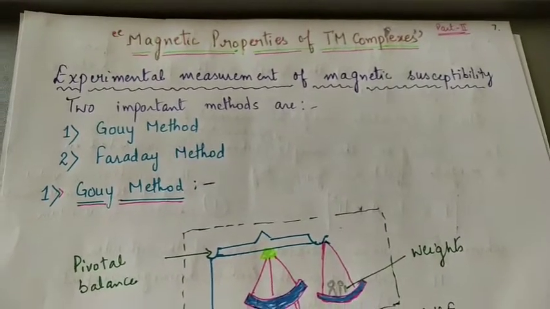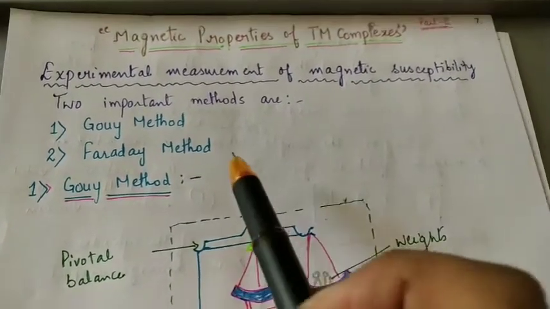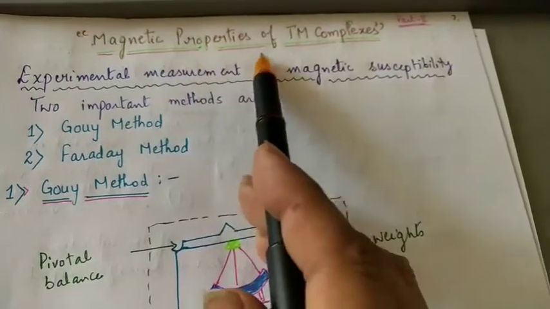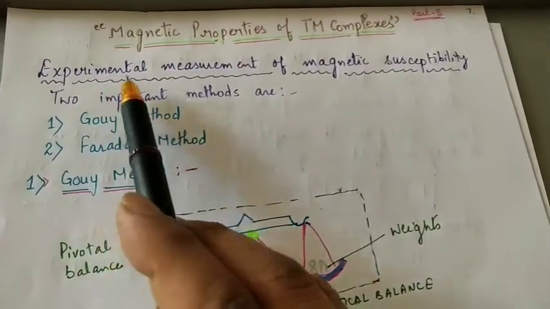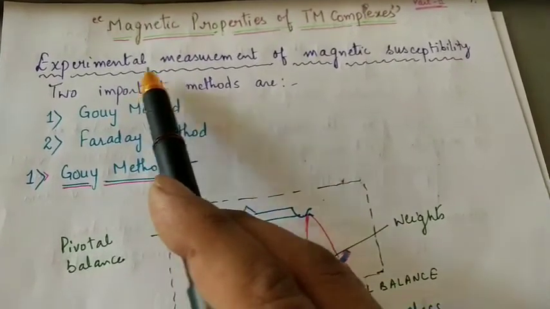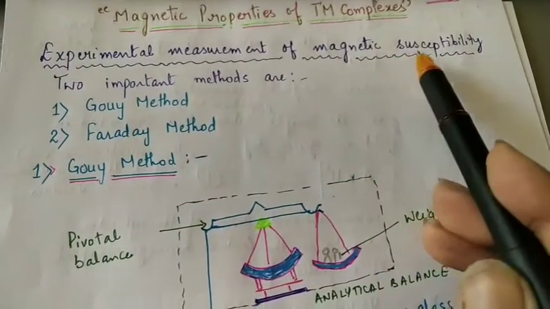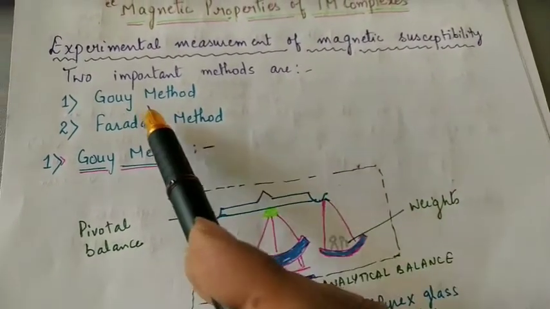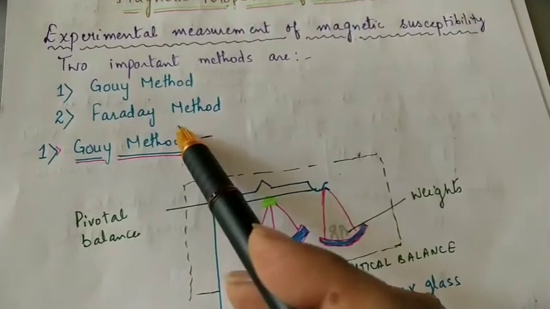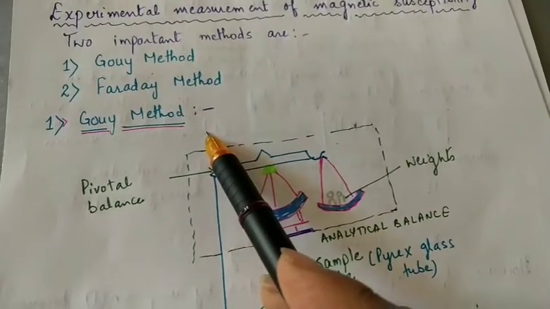Hello dear students, in continuation of the chapter that we have started, magnetic properties of transition metal complexes, let's discuss another topic, experimental measurement of magnetic susceptibility. Out of the numerous methods, two important methods are Gouy method and Faraday method. First, let's discuss the Gouy method.